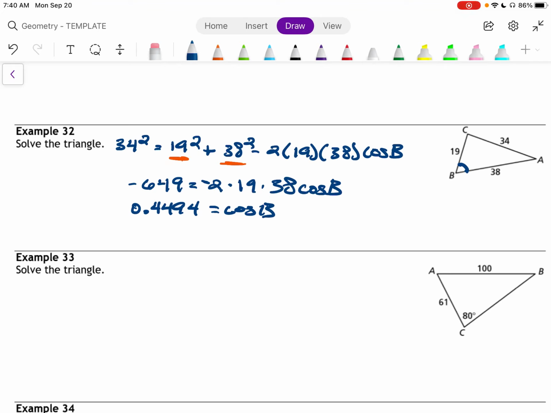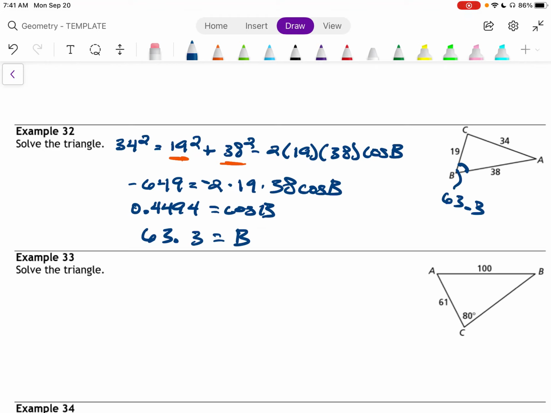I'm going to take the inverse of that, so cosine inverse, and since my calculator still has that whole decimal stored in it, I'm going to use it. If you type in 0.4494 cosine inverse into your calculator, you might get a slightly different decimal than me because I use the full decimal. We got 63.3. And that's how we got angle B.